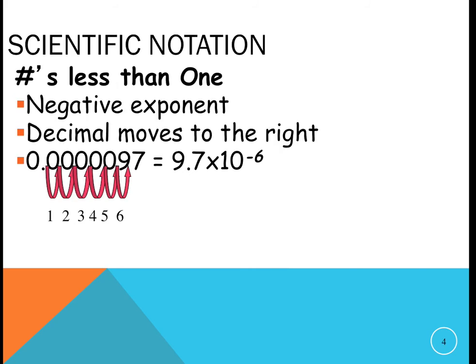The next example is for numbers less than 1, meaning they are fractions, so we have a negative exponent. So the decimal moves to the right when we're counting. So you can see we're moving the decimal 6 places to the right to give us 9.7, and that is times 10 to the negative 6. So the negative number means we have those leading zeros with a decimal.